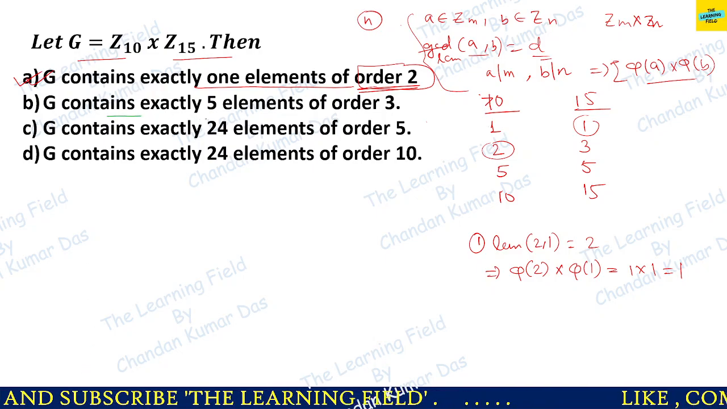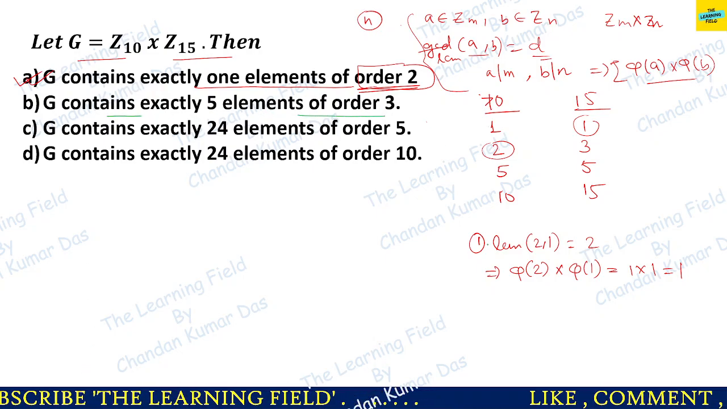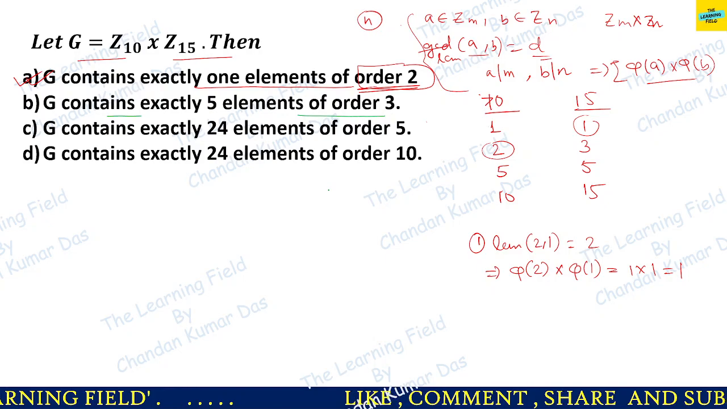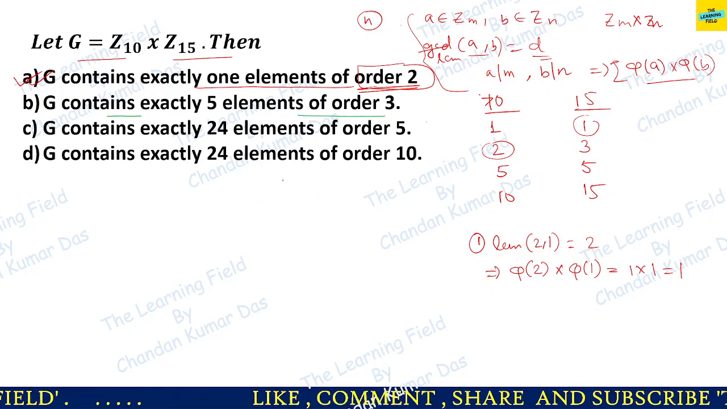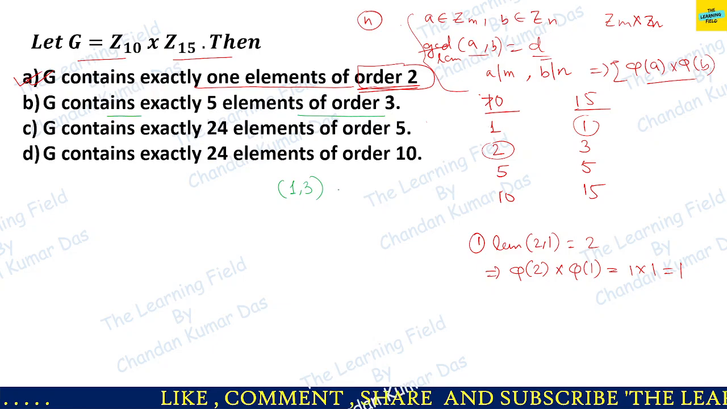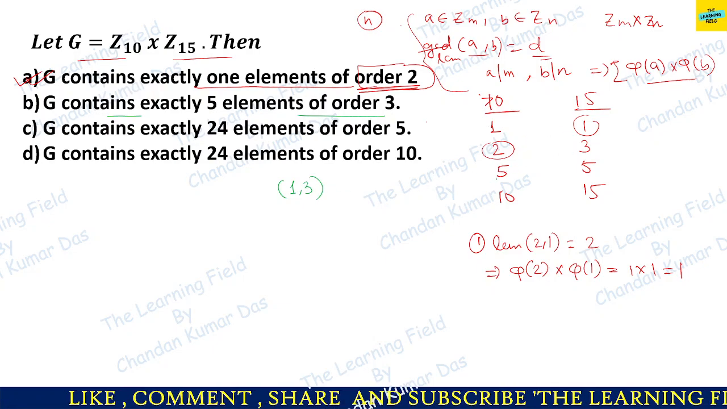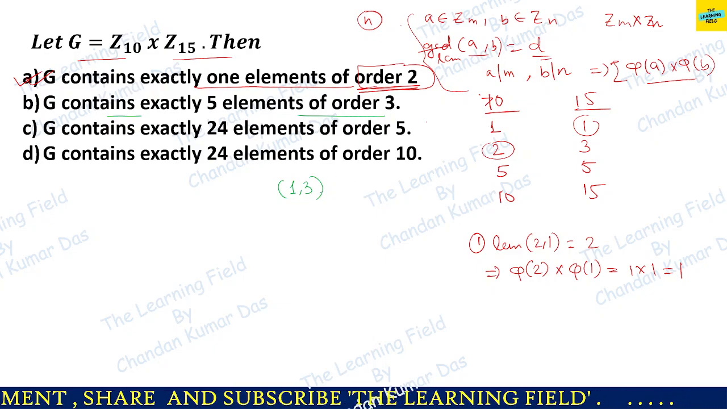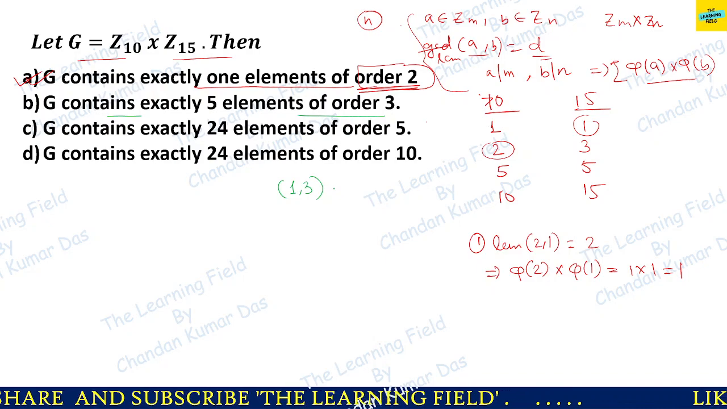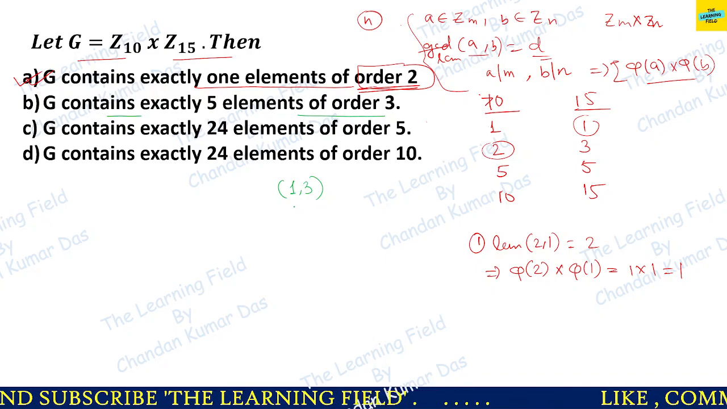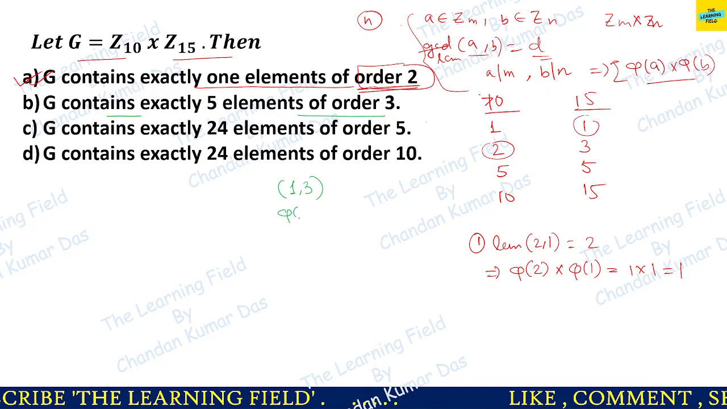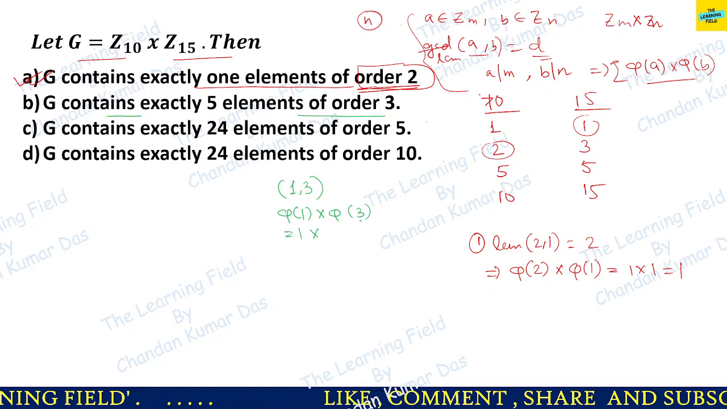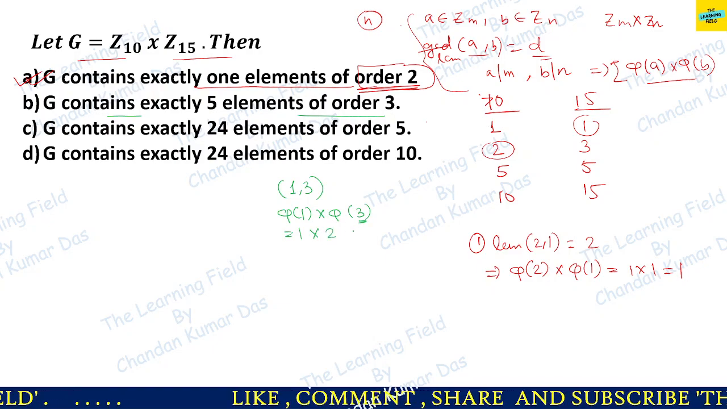The next option says that G contains exactly 5 elements of order 3. Now we have to take the order 3 elements. If we choose from the pair, 1 and 3 gives the LCM 3, and also 5 and 3, or 10 and 3. There are no other pairs of a and b such that the LCM of these equals 3. So now we find the number of elements, which is equal to phi 1 times phi 3. Phi 1 means 1, and since 3 is prime, phi 3 means 2 here. So this is 2.